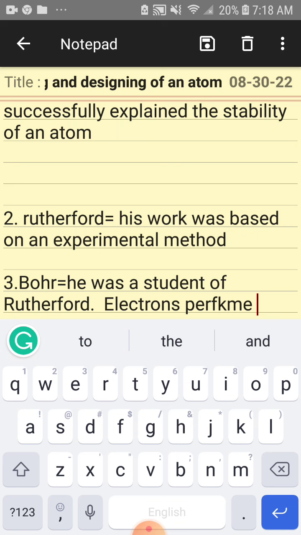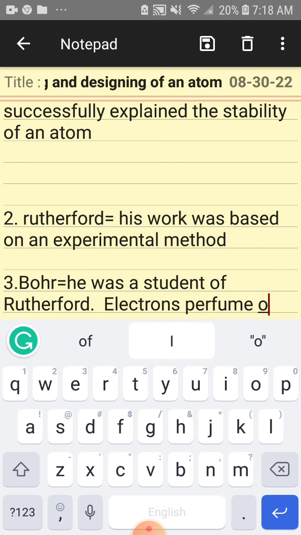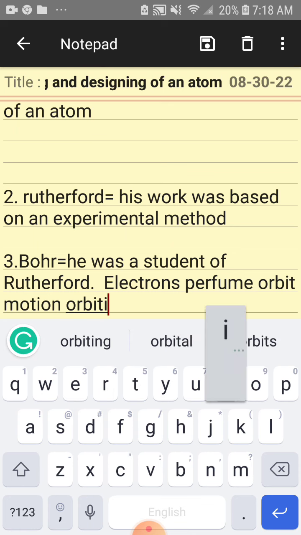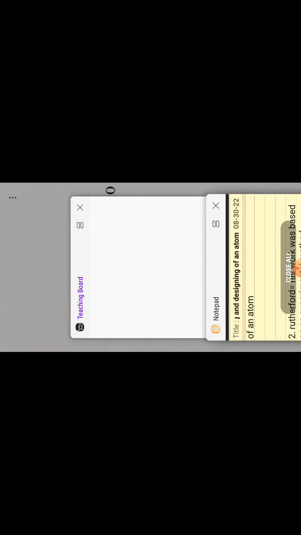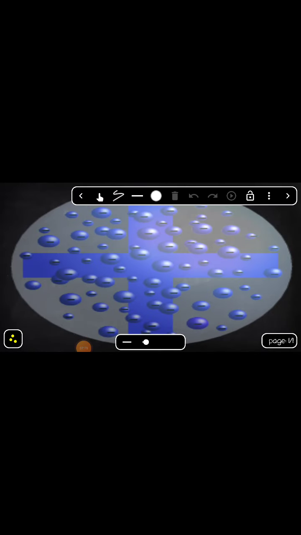So he said electrons perform orbital motion, okay? Orbit motion, but there is a difference between orbit and orbitization. Remember the orbit motion, or we can call it orbitization. So what is orbitization? Let me just remove this here.